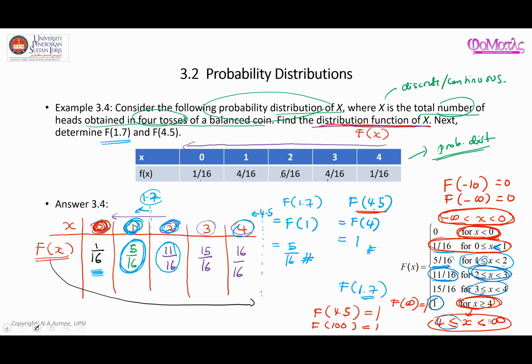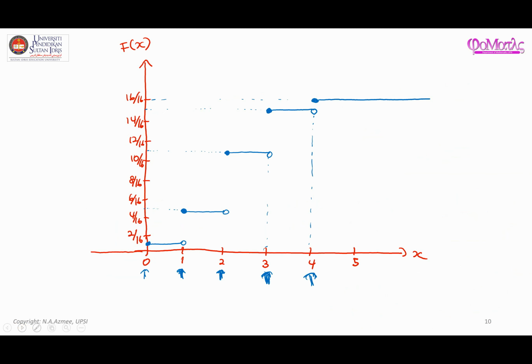We can also plot this part. The result here is going to be 0 for x between negative infinity and 0. 0 is not included, therefore, open circle, and we have this line that is going to go on in this direction. The probability is going to be 0. So this is how we can represent a distribution function using a graph.